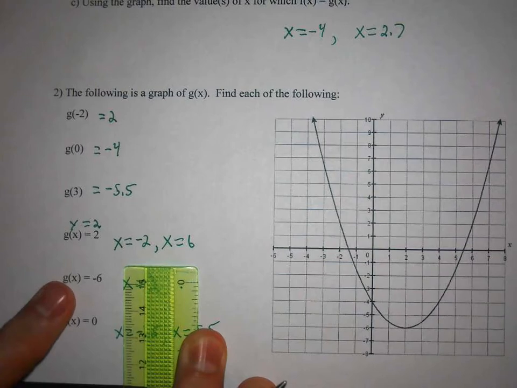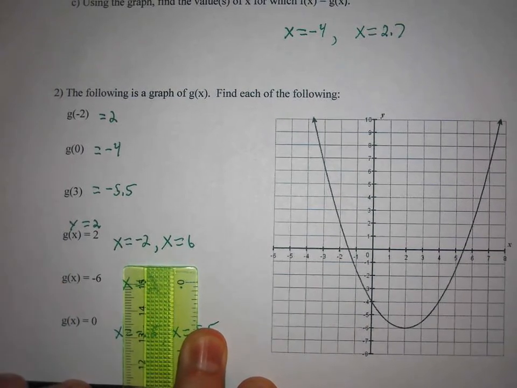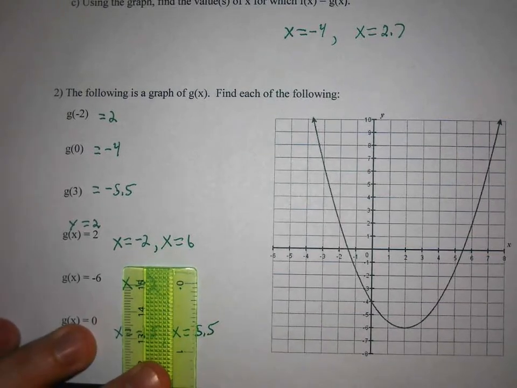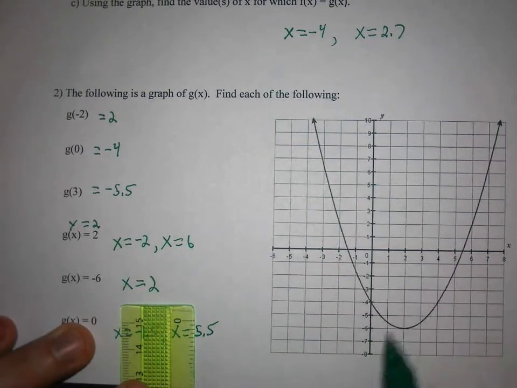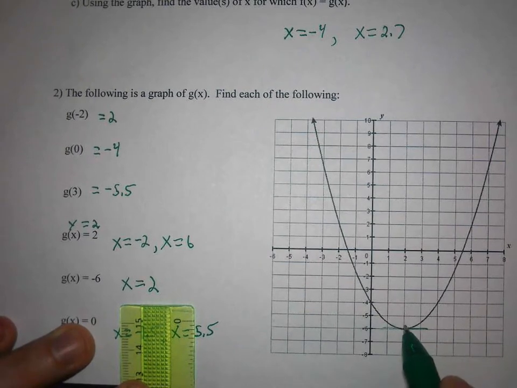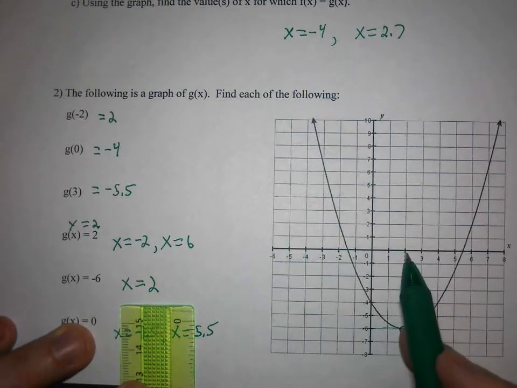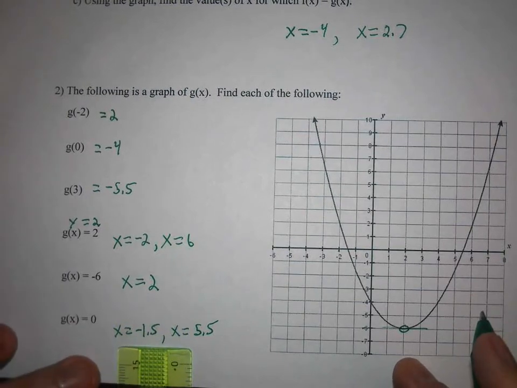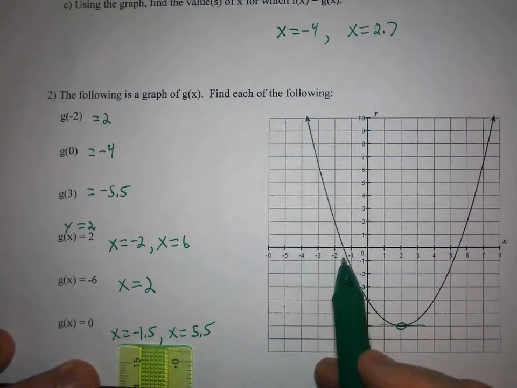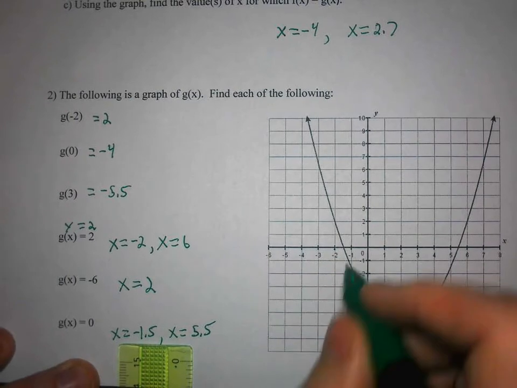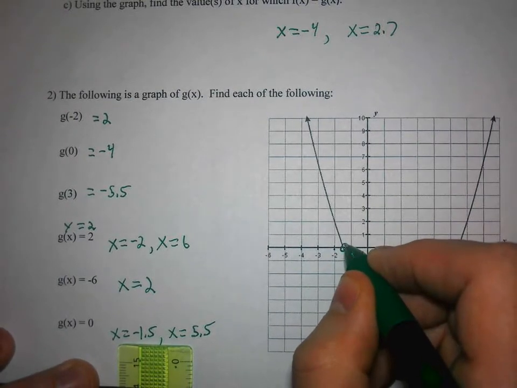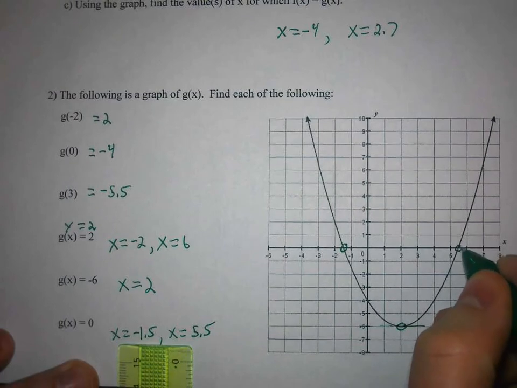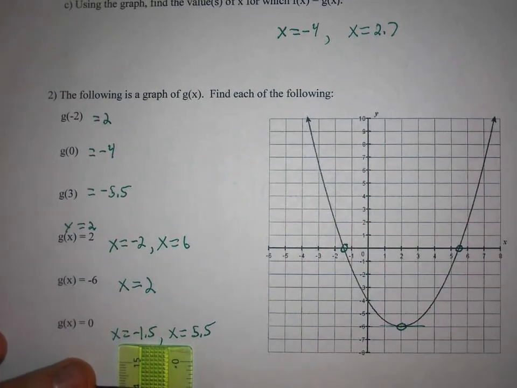Try the last couple. g of x equals -6 and then g of x equals 0. So I'll just give you the answers here. If g of x equals -6, that means we're down here, right at the bottom of your U shape. So that happens when x equals 2. We get -6 for the y value. And then g of x equals 0, that's essentially just asking you to find the x-intercepts. So right here, about -1.5, and then right around x equals 5.5. That's where g of x equals 0.